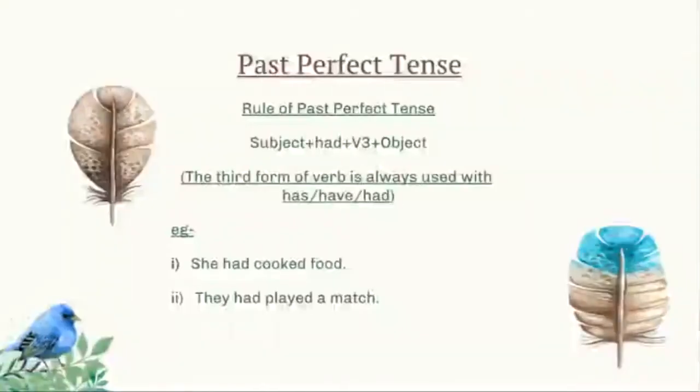Next is past perfect tense. The rule of past perfect tense is subject plus had plus third form of verb plus object. Children, the third form of verb is always used with has, have, or had. Example, she had cooked food. They had played a match. In both the sentences, if you look at the third form of the verb, cook, cooked, play, played.